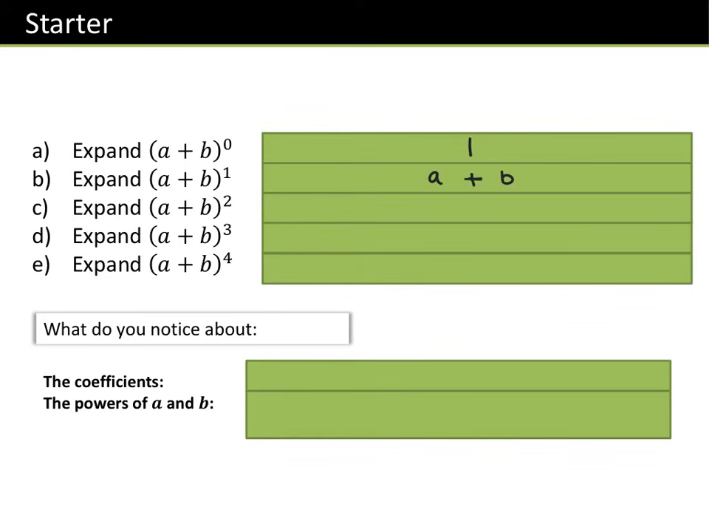Then for the second one, we have a plus b squared. Now, if I was to expand this, I would get a squared plus 2ab plus b squared. Then, a plus b all cubed. If I was to expand and simplify this, I would have a cubed plus 3a squared b plus 3ab squared plus b cubed.